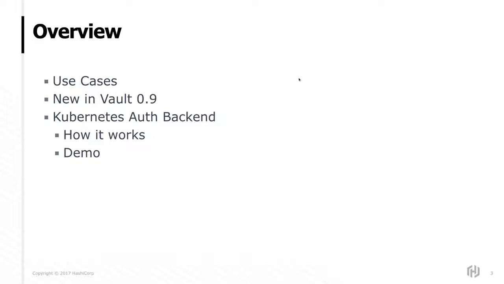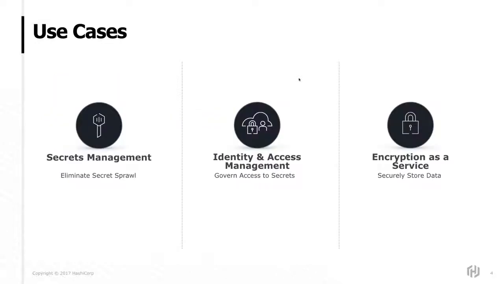And today I wanted to talk about a few high-level topics. First, I want to cover some of the use cases of Vault and just a really brief introduction into what Vault is. Then I want to talk about some of the new features that came in Vault 0.9, which released yesterday. And then lastly, I want to talk about the Kubernetes authentication backend, which came out in our last release, 0.8.3. I want to talk about how it works and do a brief demo of it.